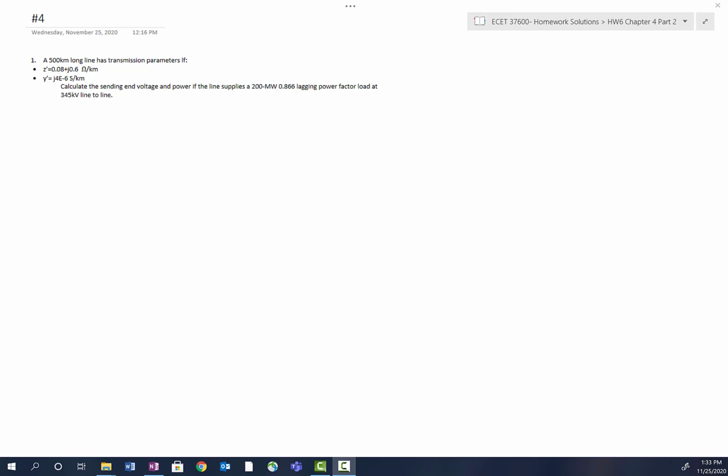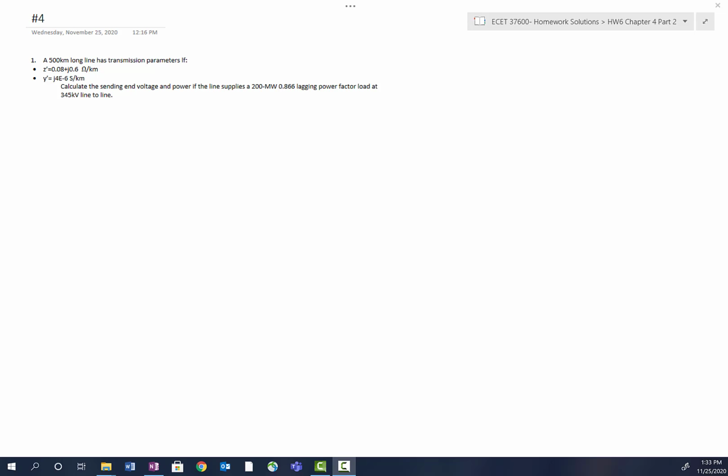Homework 6, problem number 4. A 500 kilometer transmission line has the distributed parameters, or transmission parameters, of series impedance equals 0.08 plus j0.6 ohms per kilometer, and shunt admittance equals j4 e to the minus 6 Siemens per kilometer.